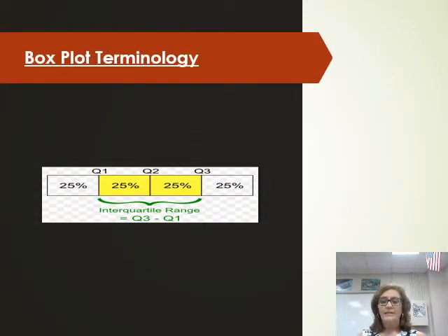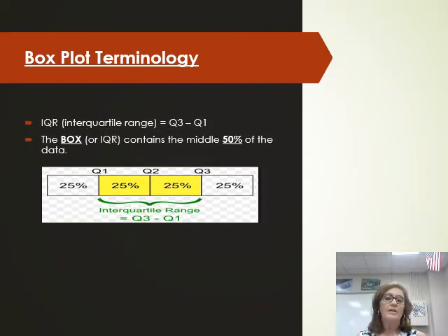Okay, so the next thing that we have with the box plot is some terminology that goes with it. So the first thing that we have is what they call an IQR, or an interquartile range. Interquartile range is found by taking Q3 minus Q1. So this means that you're going to take the upper quartile minus the bottom quartile, and that's going to give you the range. Well, that range is actually this box right here. So this yellow box is our IQR, which contains the middle 50% of the data.